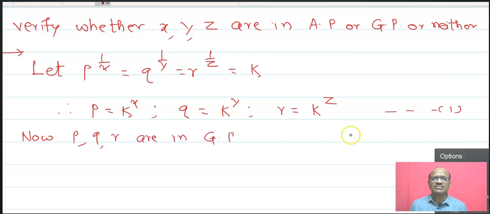Now, how does this come? That is p raised to 1 upon x is equals to k. Then take the power on both sides. P raised to 1 upon x whole bracket raised to x is equals to k raised to x. Then x will get cancelled, and then you will get p is equals to k raised to x, and similarly q is equals to k raised to y, and r is equals to k raised to z. Now P, Q, R are in GP, therefore they have the common ratio.